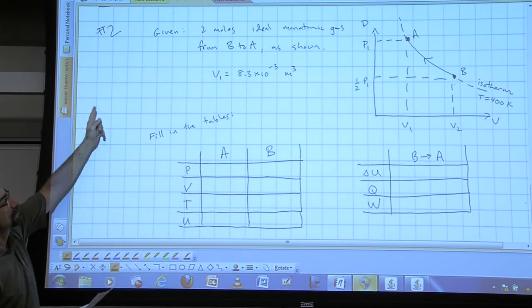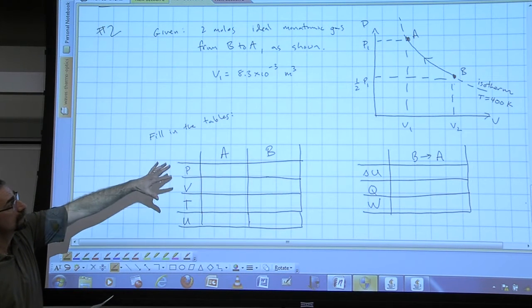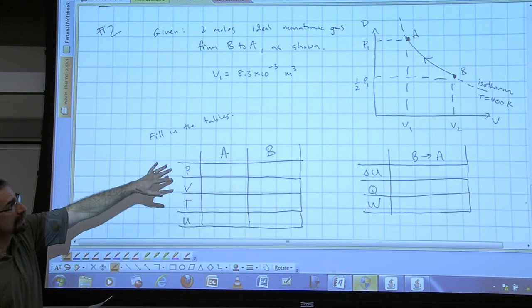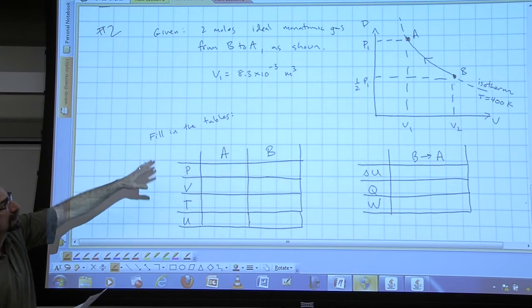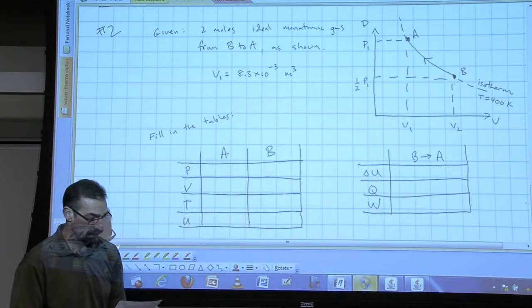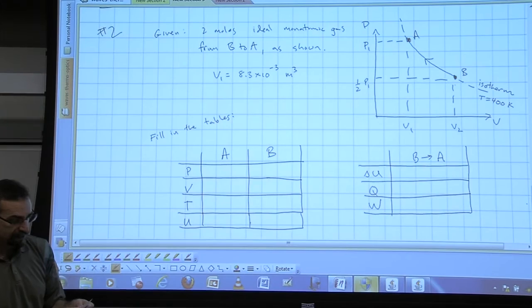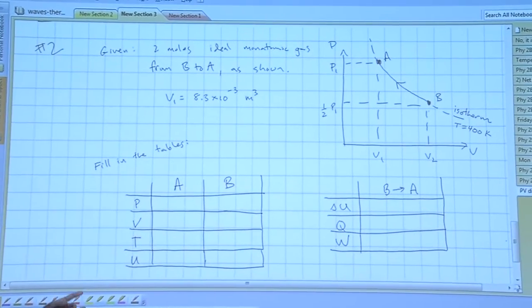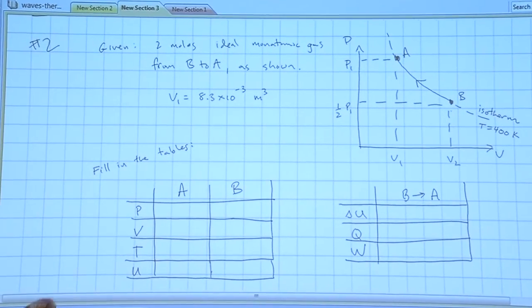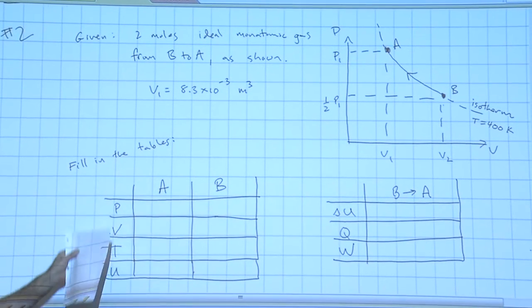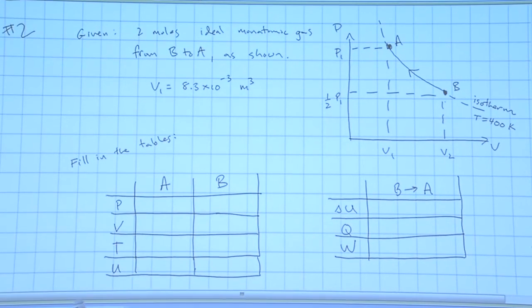Problem number 2. This one, again, fairly simple process. This one's a little more interesting. We're following a curved path from A to B. 2 moles of an ideal monatomic gas go through this thermodynamic process from B to A. And we're given the volume, V1.